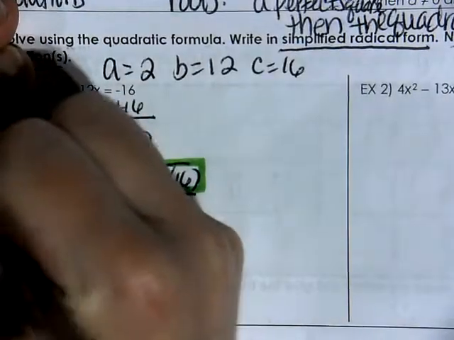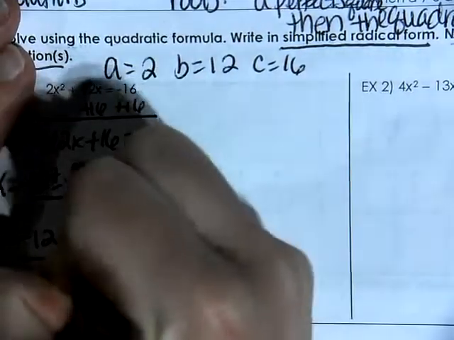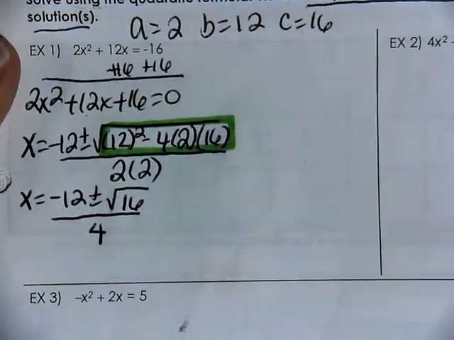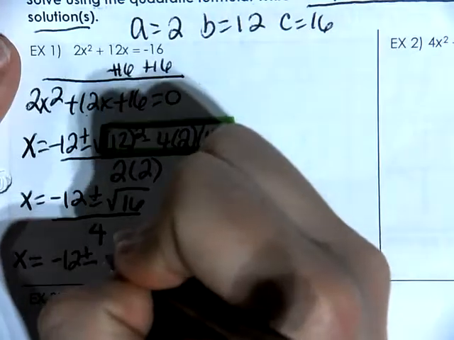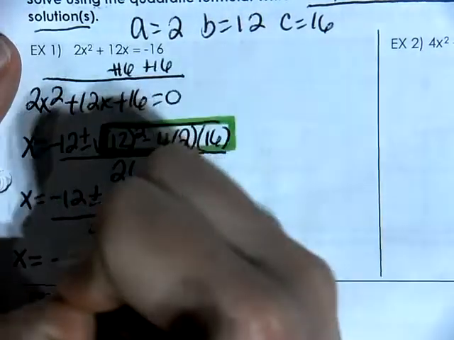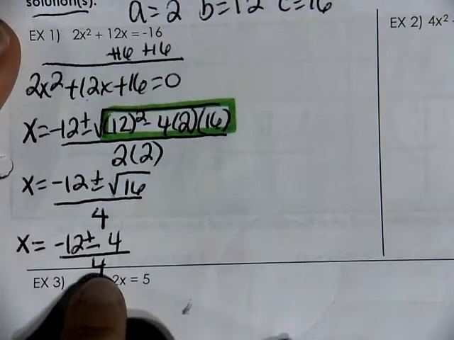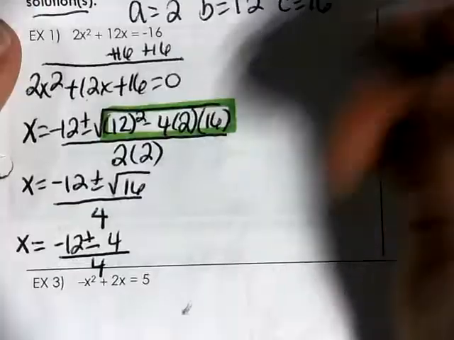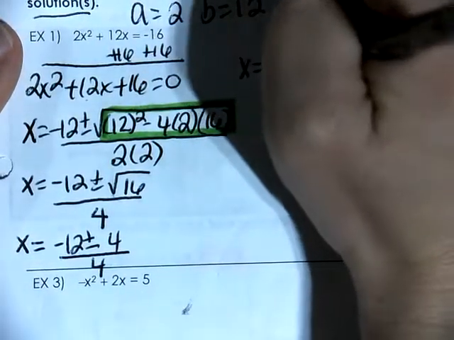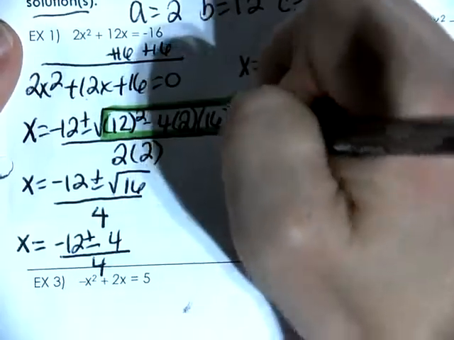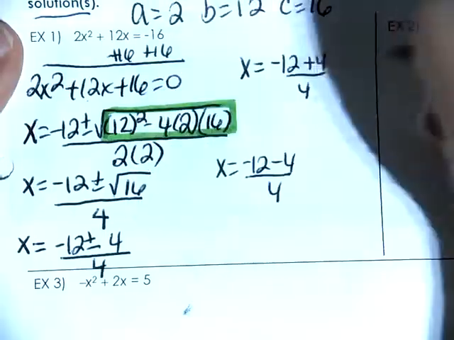So I have x equals negative 12 plus or minus the square root of 16 all over 2 times 2, which is 4. So now this is x equals negative 12 plus or minus the square root of 16 is 4. This is all over 4. So now because there's no radicals, what I'm going to do is separate this into 2 separate pieces. I have x is equal to negative 12 plus 4 divided by 4. And I have x equals negative 12 minus 4 divided by 4.